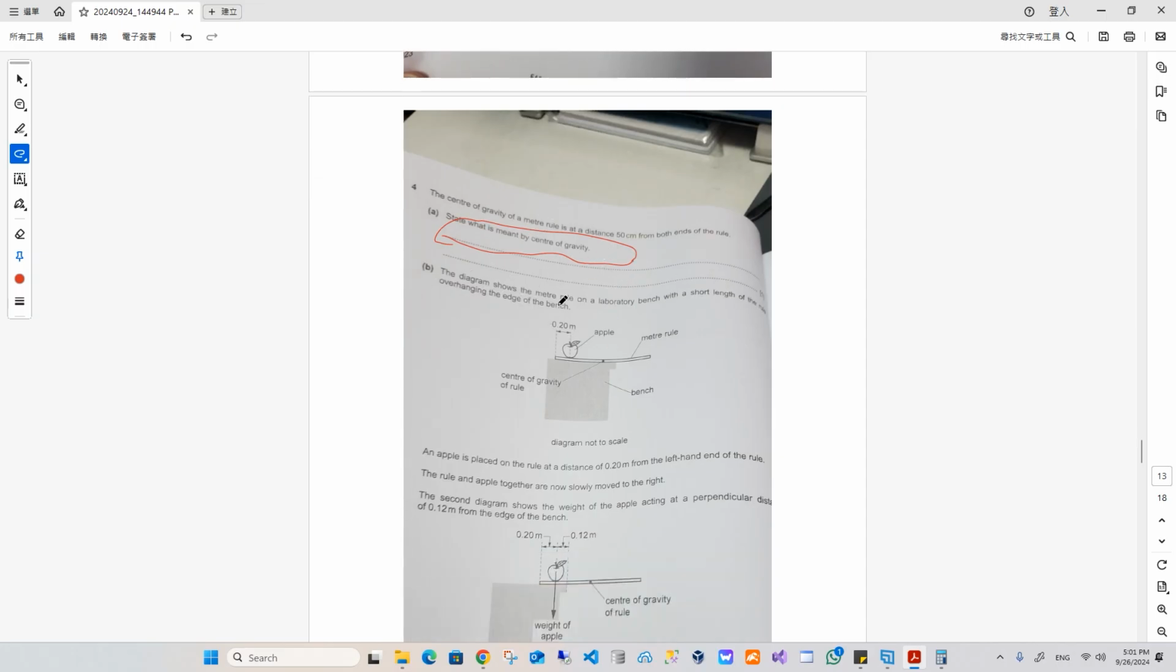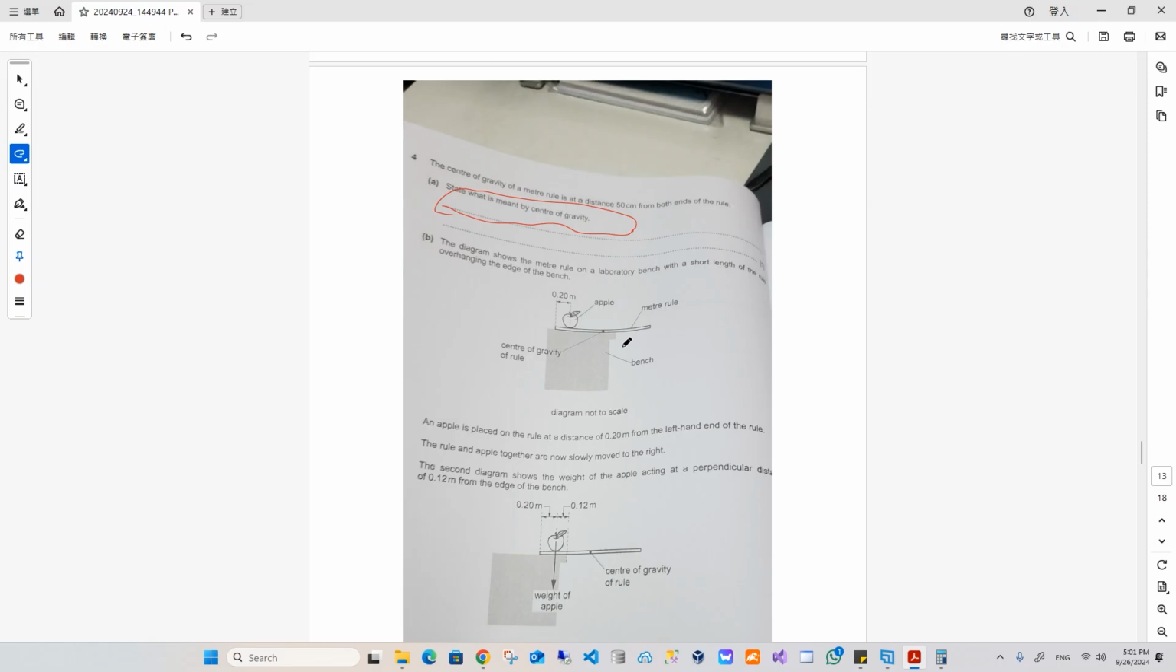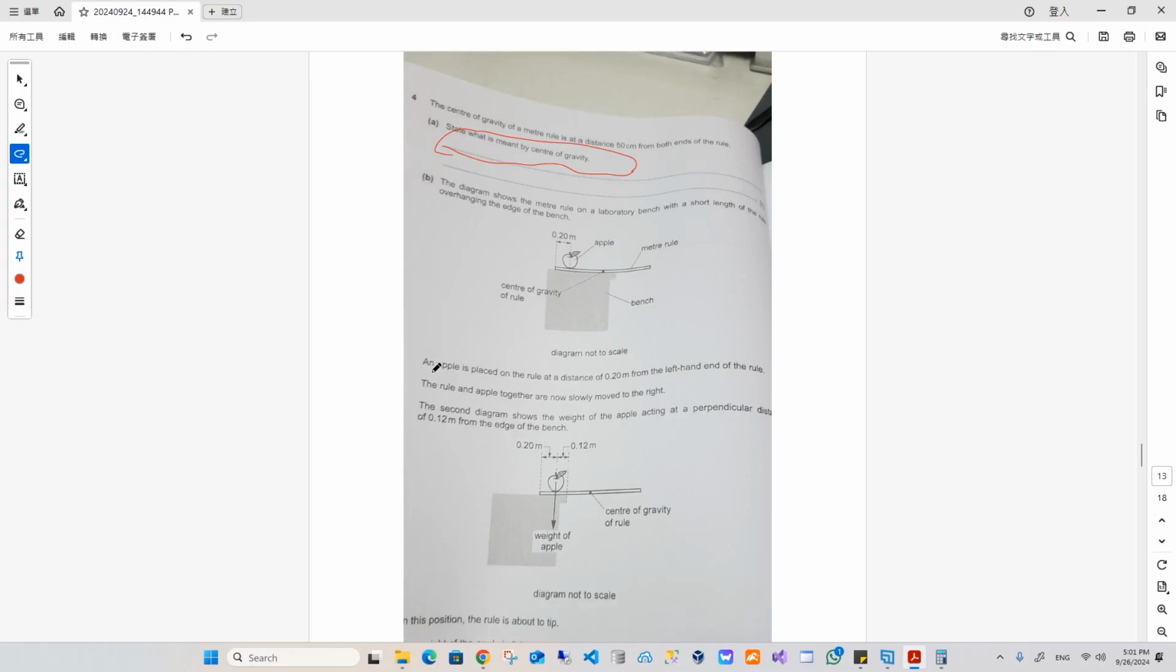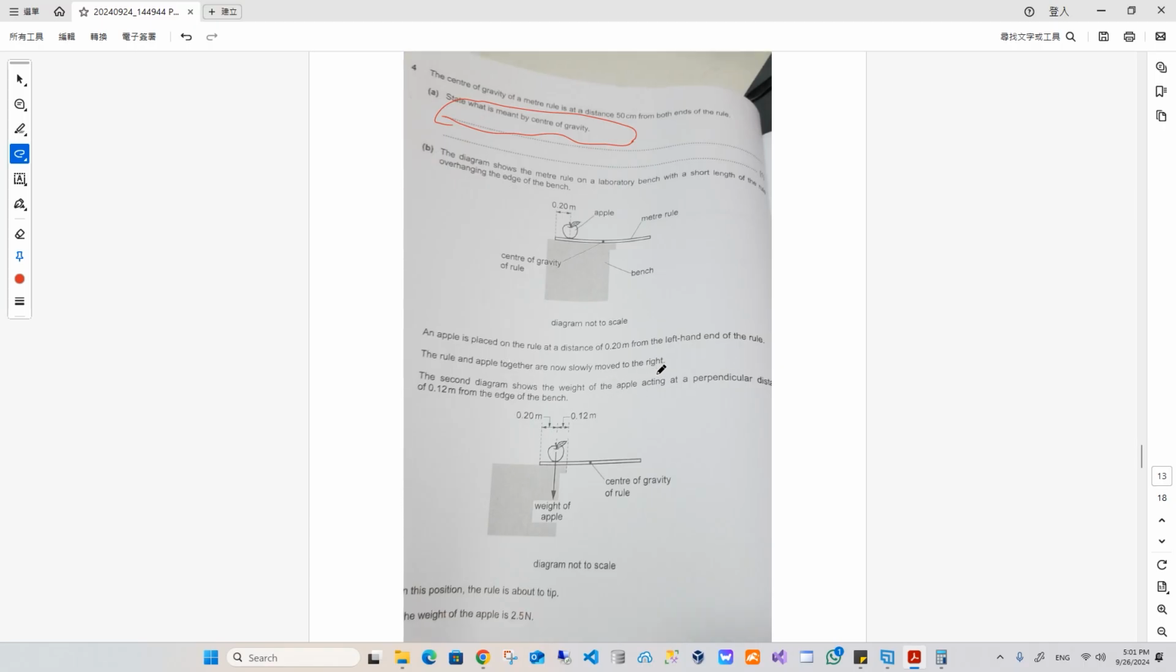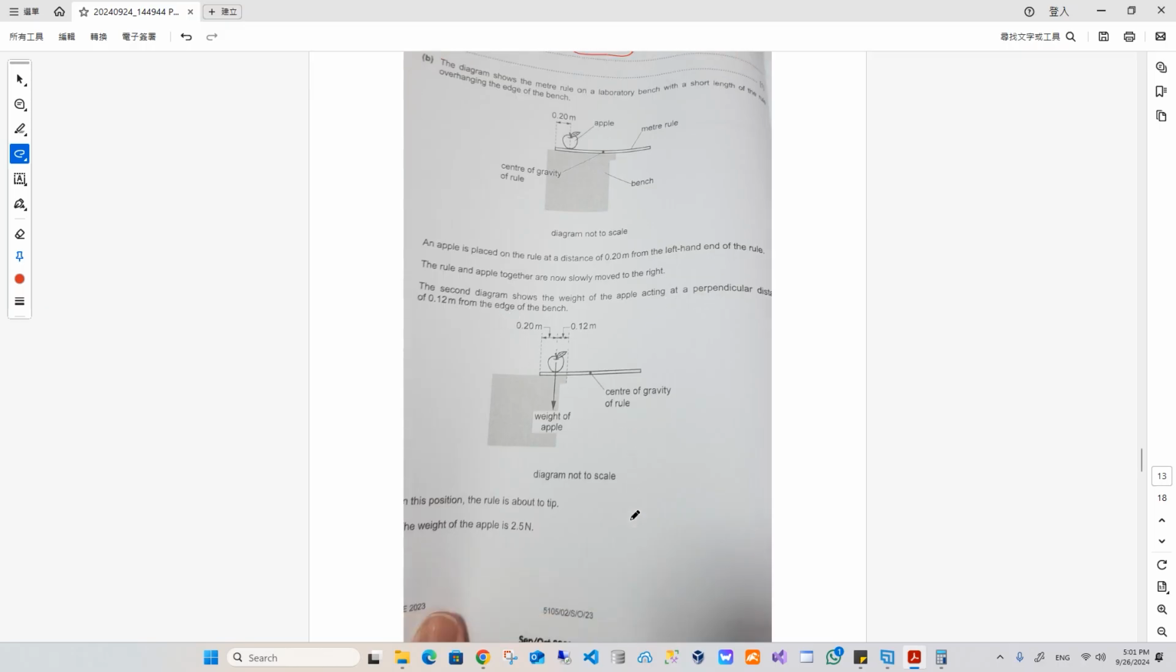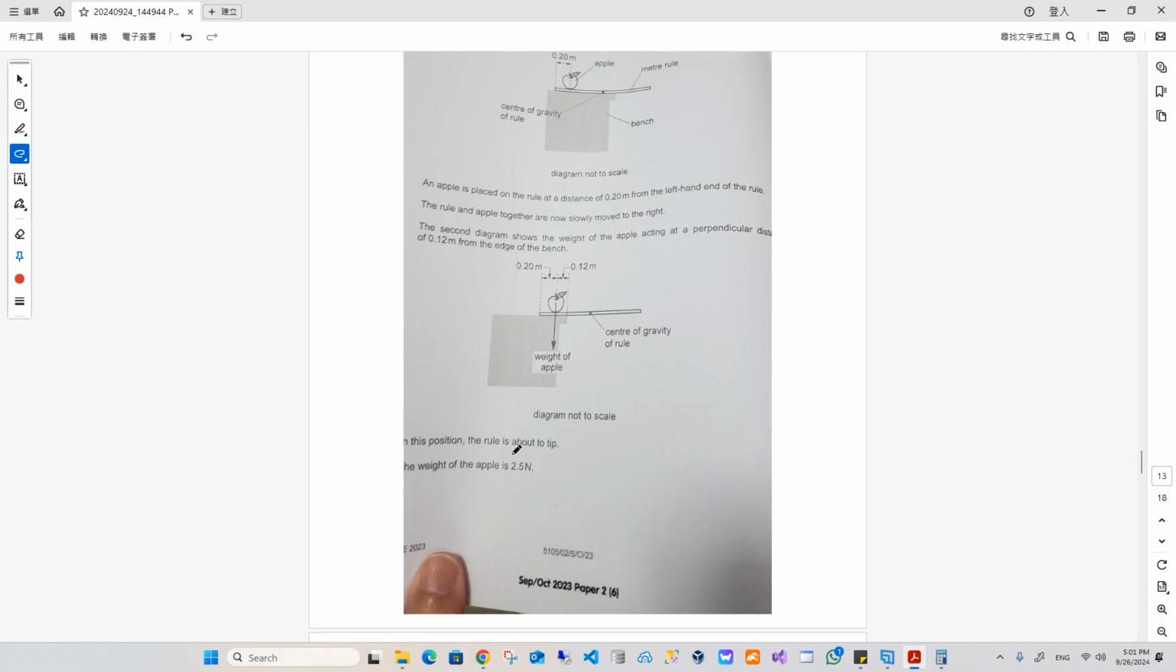The diagram shows a meter rule with part of its length overhanging at the edge of a bench. This is the 0.2 mark, this is the 0.5 mark, and this is the 0.3. The apple is placed on the rule, and the rule and apple together are slowly moved to the right. The diagram shows the apple at a particular distance. At this position, the rule is about to tip. The weight of the apple is 2.5 Newton.